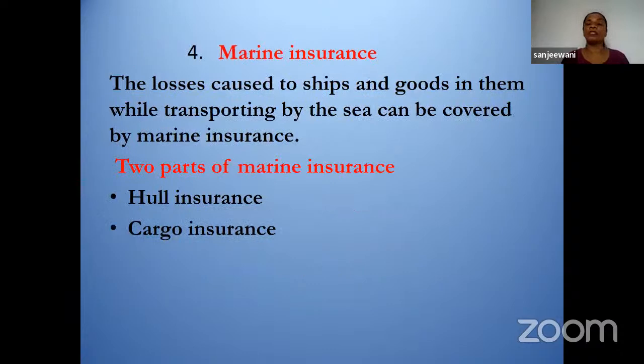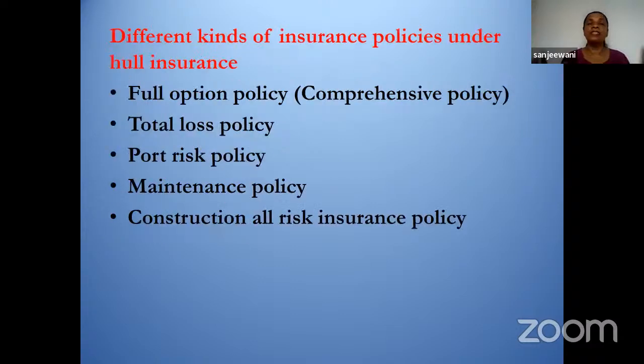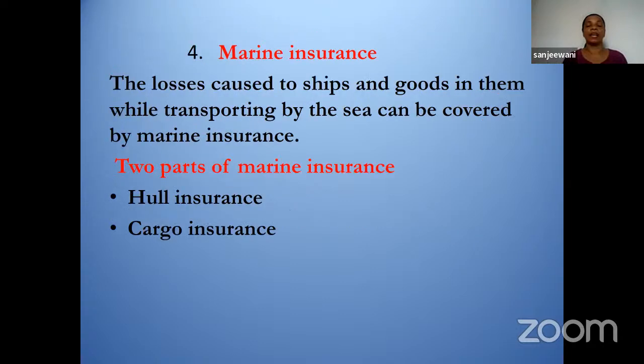Then marine insurance. What is marine insurance? The losses caused to ships and goods in them while transporting by the sea can be covered by marine insurance. There are two parts of this insurance. What are the two parts? Hull and cargo. So what is hull insurance? Hull is the body part of the ship. Cargo is the goods, the things that you transport. So these two are the main parts in marine insurance.